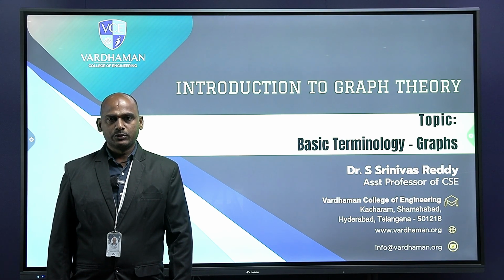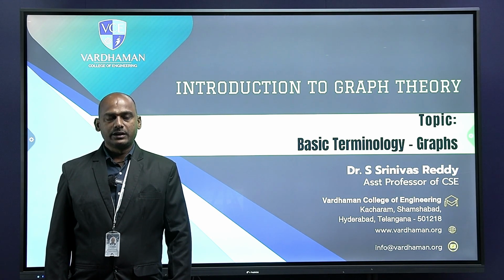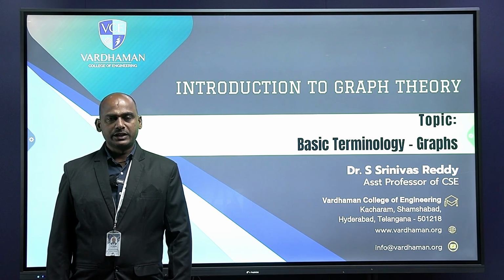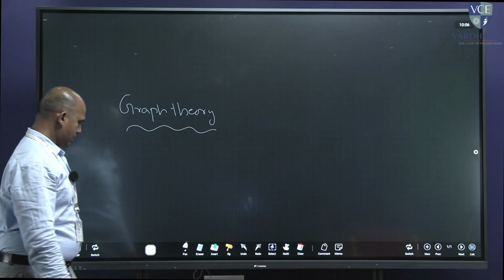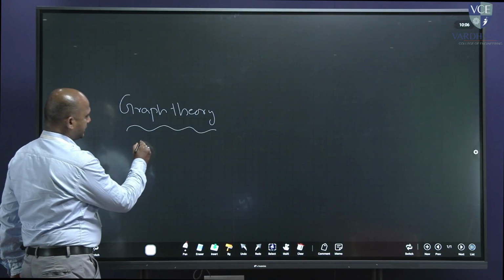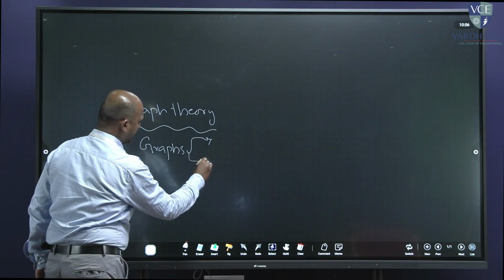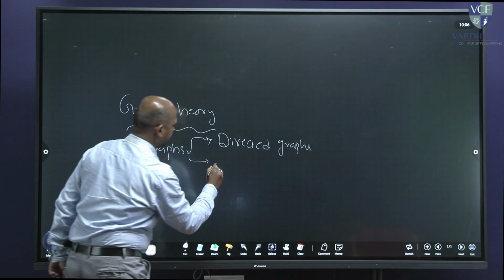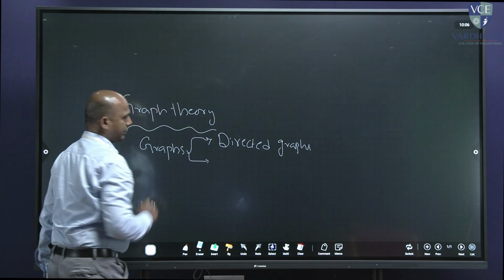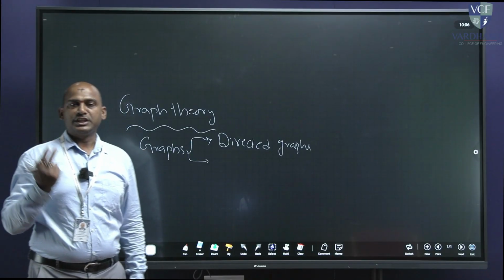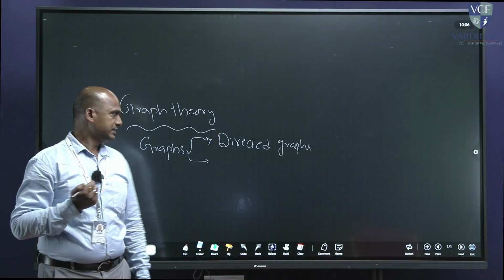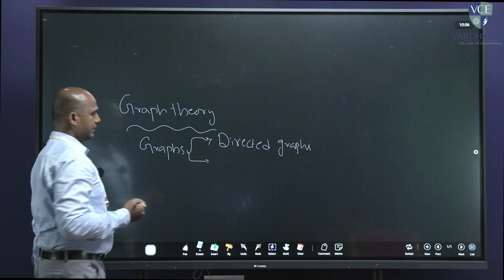Here we are discussing Introduction to Graph Theory, which is useful in the field of data structures and relationships in algorithms, even in day-to-day life like statistics, graphs, bar charts, pie charts, etc. Now, basically we can represent graphs in two types. First one is directed graph, second one is undirected graph.